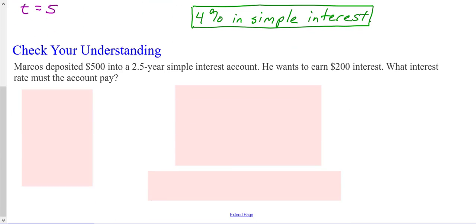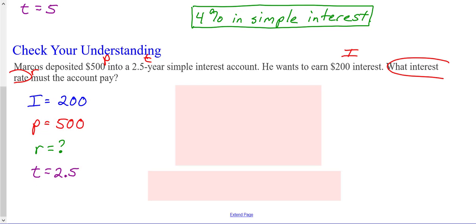So Marcos deposited $500. That's our principal. In a 2.5 year, so that's our time, simple interest account. He wants to earn $200 in interest. So in this example, they're giving us the interest amount, not what they want to end with. And we want to know, what is the interest rate?